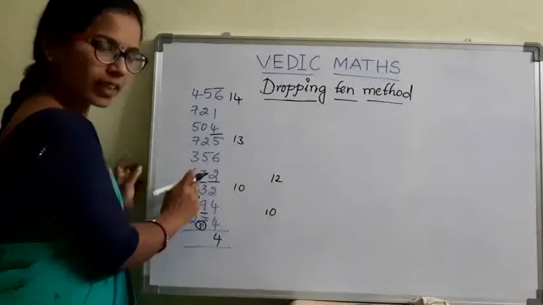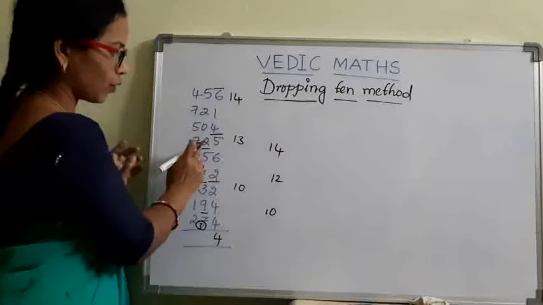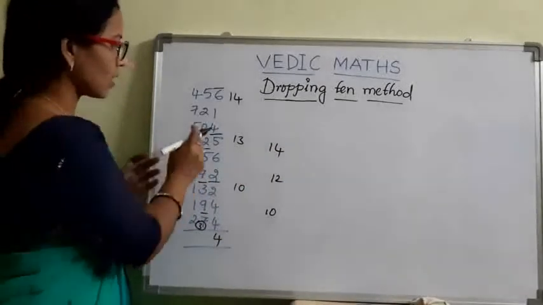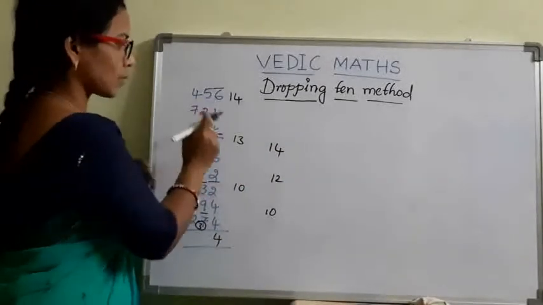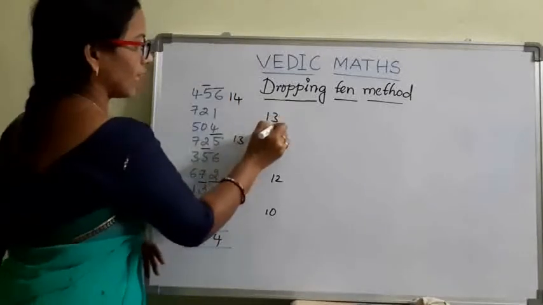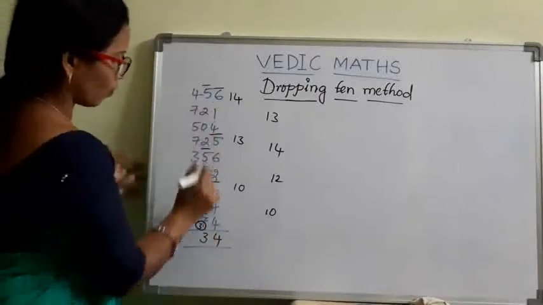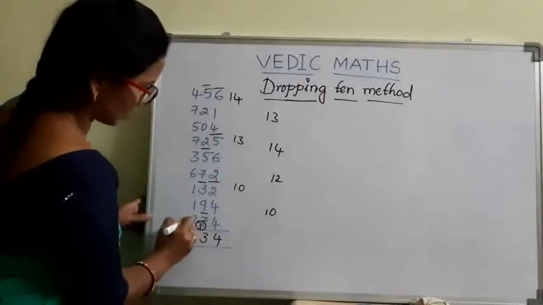2 plus 7, 9. 9 plus 5, 14. Drop 10 and carry 4 to the next number. 4 plus 2, 6. 6 plus 0, 6. 6 plus 2, 8. 8 plus 5, 13. Drop 10 and write 3 down here. Next, number of lines. 4. Carry 4 to the next line.